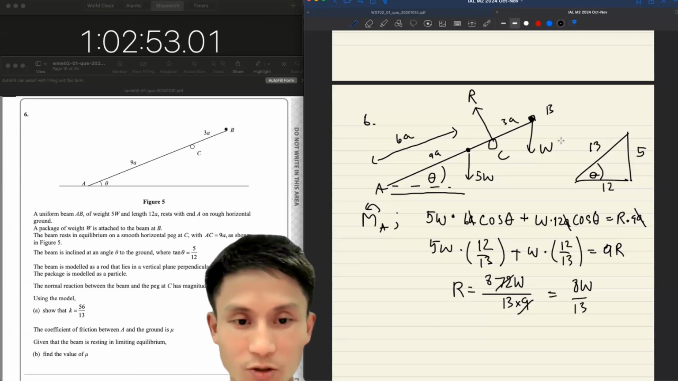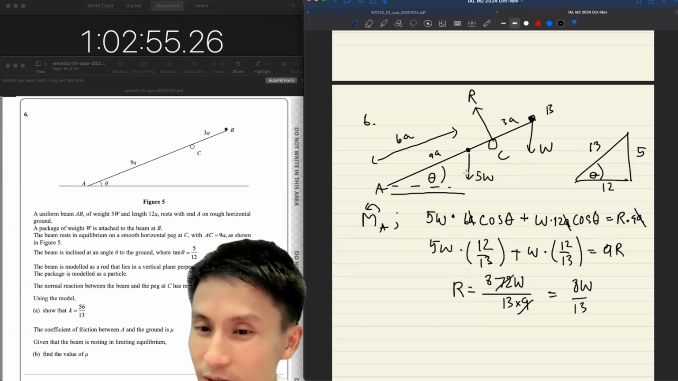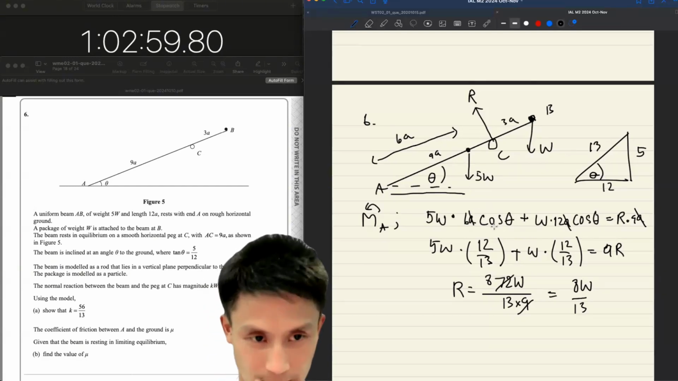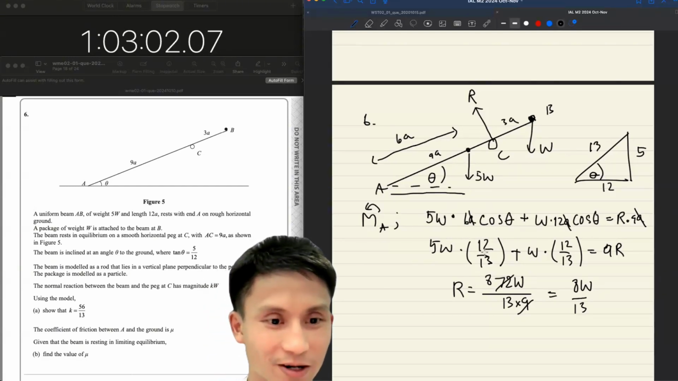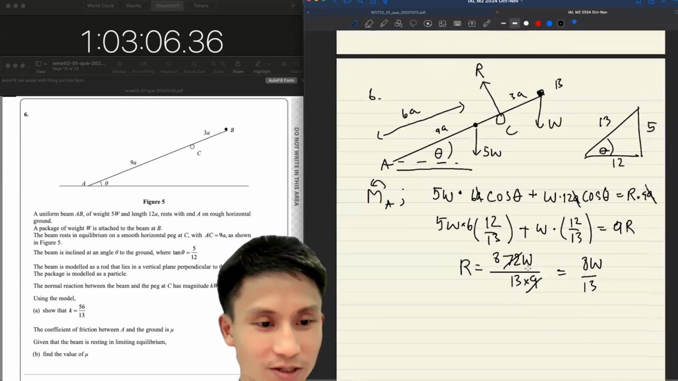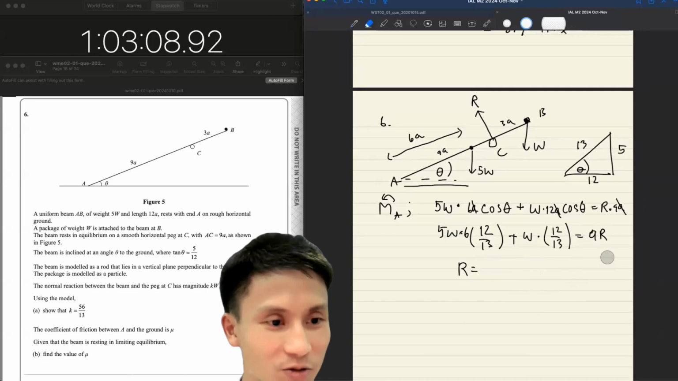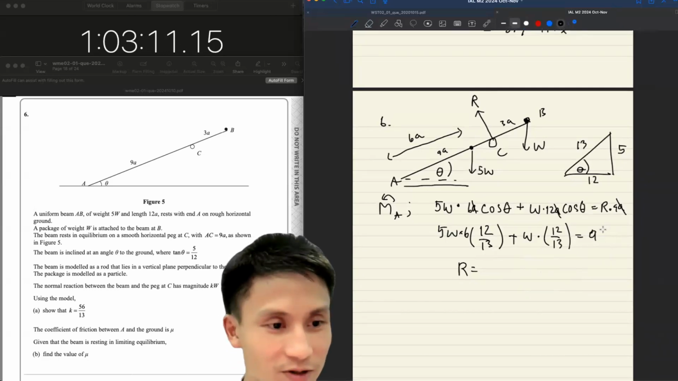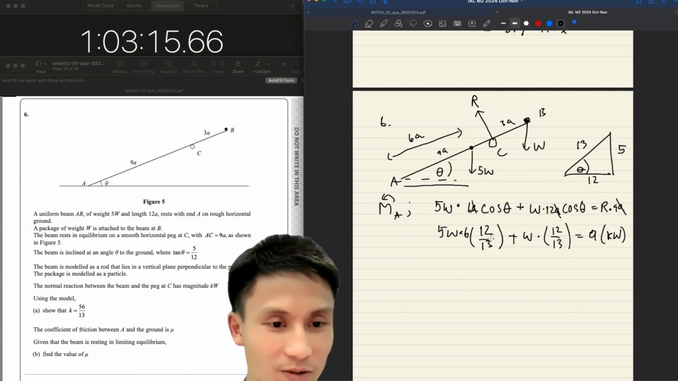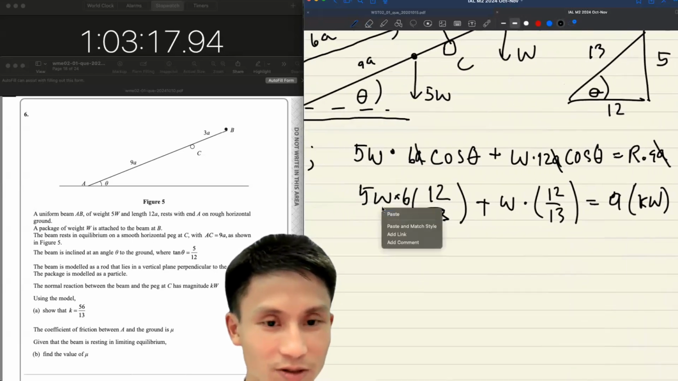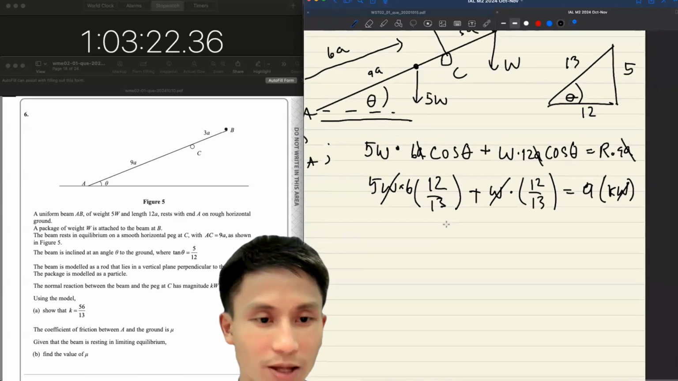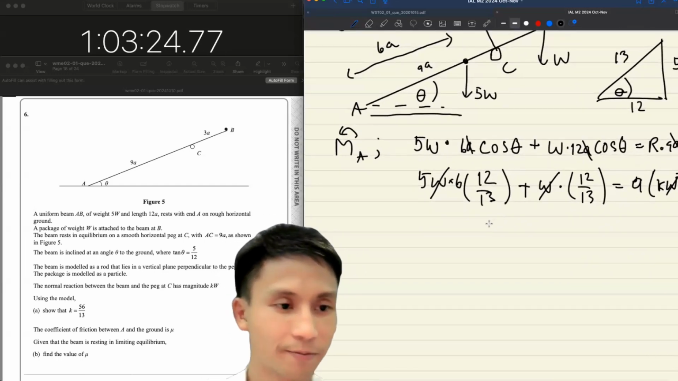So let me double check everything. 5W in the middle. Oh, I forgot 6 here. How can I? Almost. Okay, let's do that again. So R here is given to be KW there. So now we can cancel the W as well. And then doing the math there, just the remaining parts.